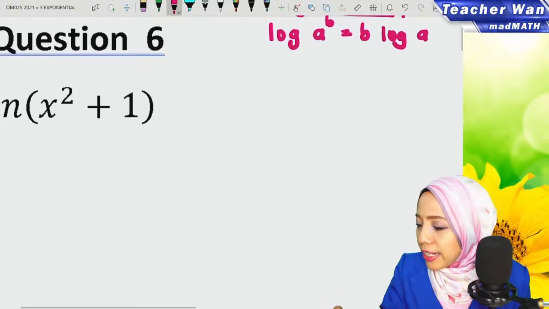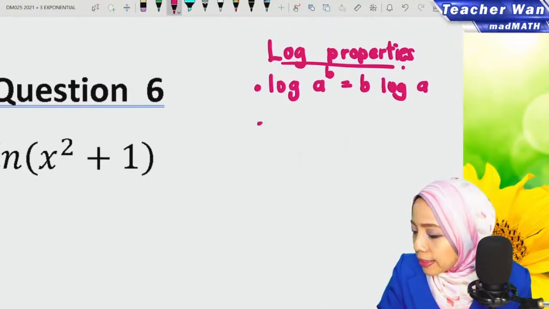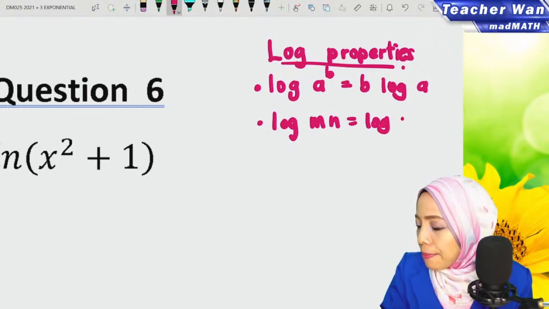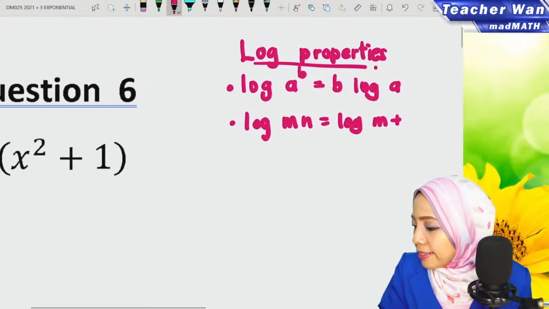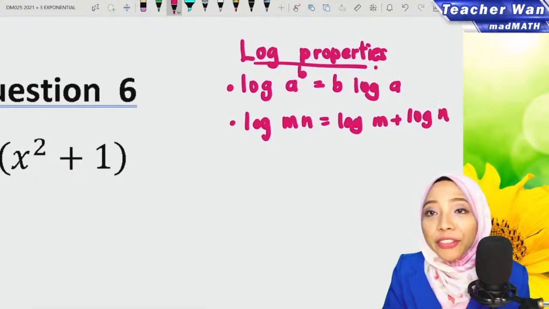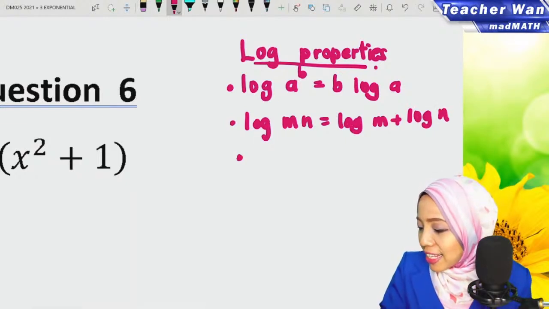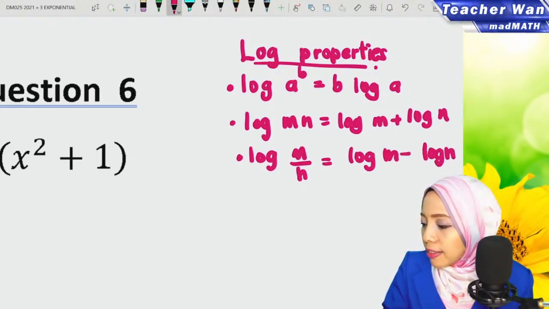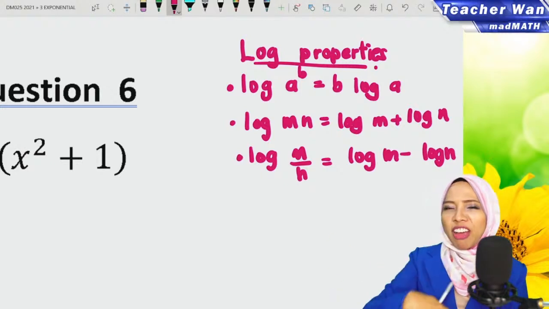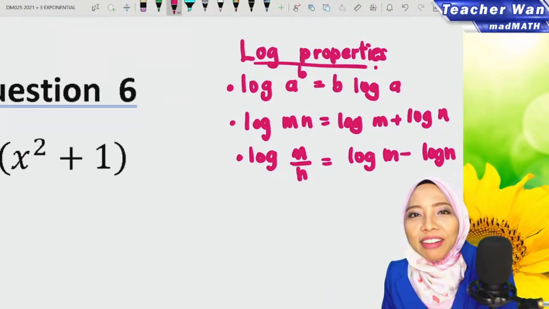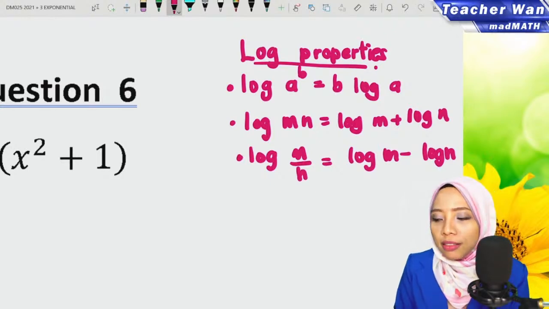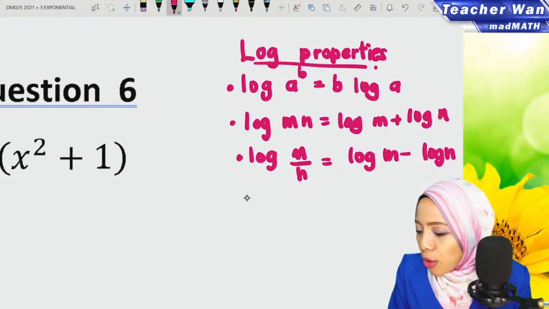Okay, that's the first one. And then the second one. The second is log mn is equal to log m plus log n. Agree? Okay, next. Log m over n is equal to log m minus log n. Everyone says, madam, very easy. Yeah, very easy. But then later on, you did not use these log properties. So that's why I recall them again.